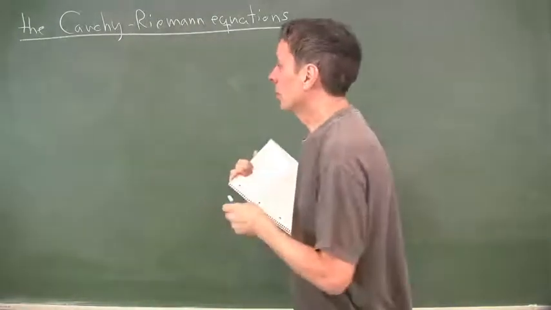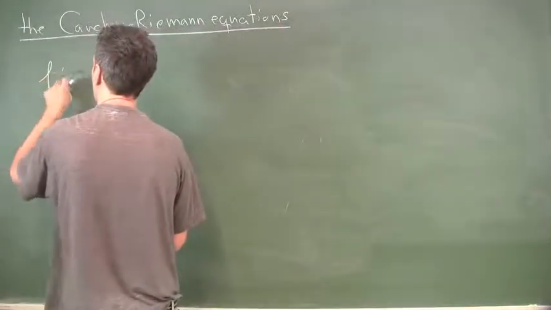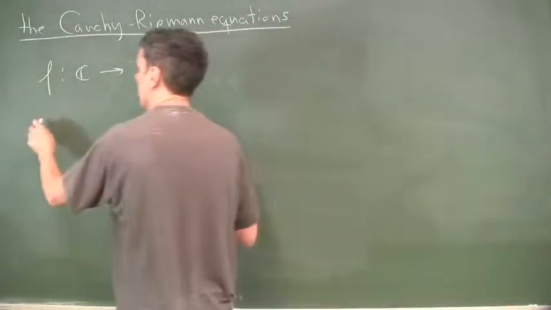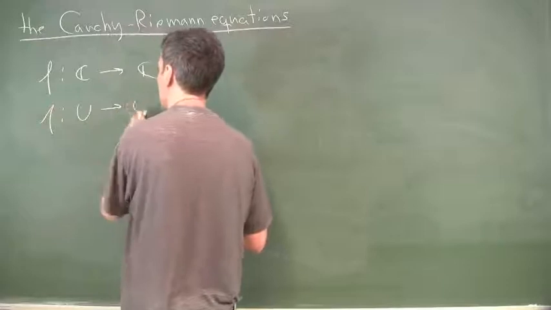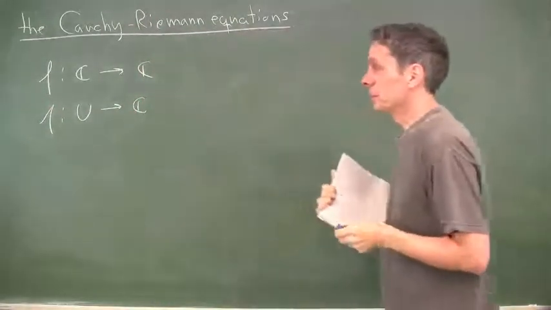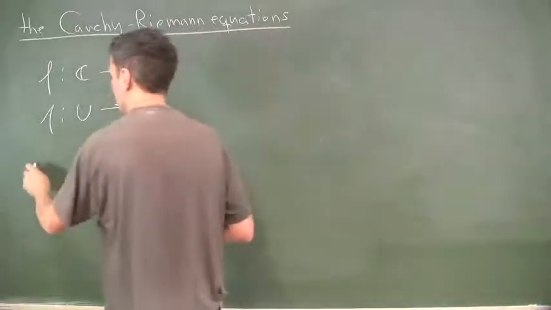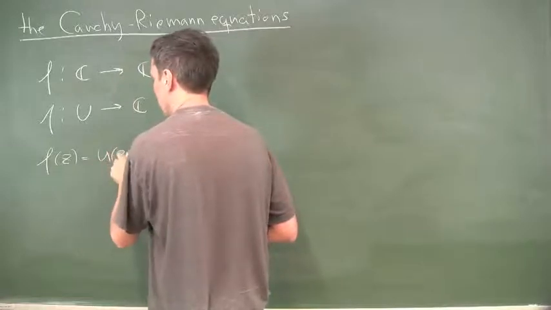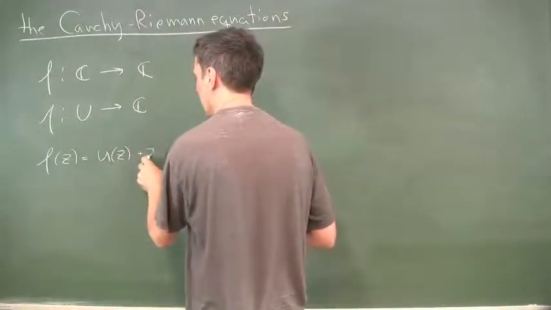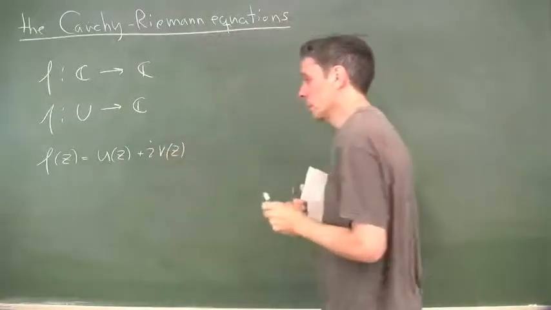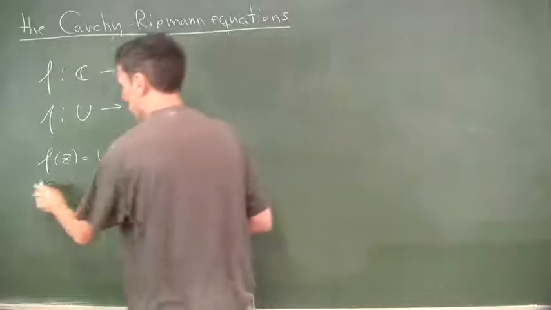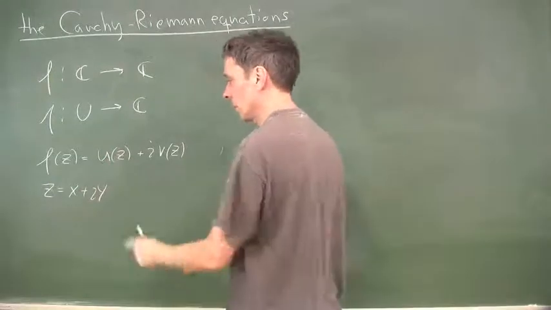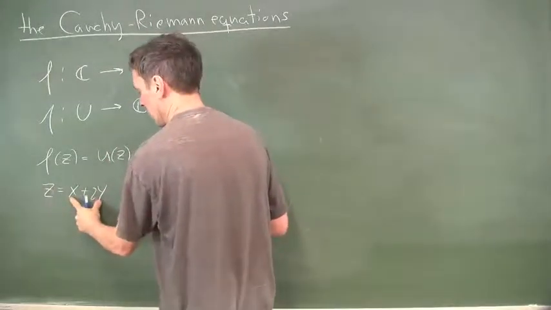So now we will start to consider functions from the complex plane to itself, like this, or perhaps from some subset of the complex plane to itself. And of course, every such function can be written in this form. You have a real part, which we call u, and an imaginary part, which we call v. Remember that if we write z as x plus iy, so we can split the number z also into a real part and imaginary part.